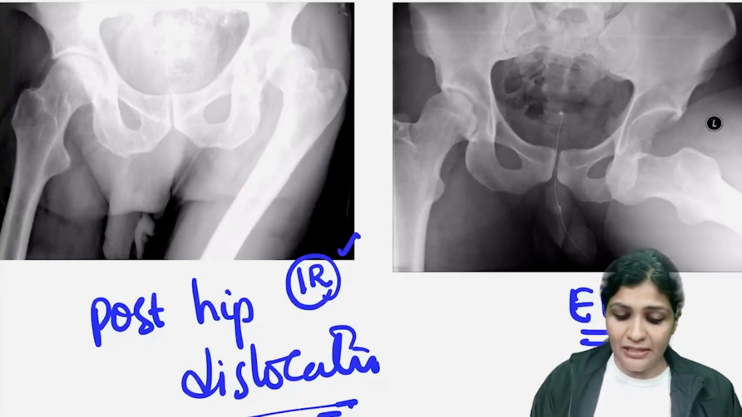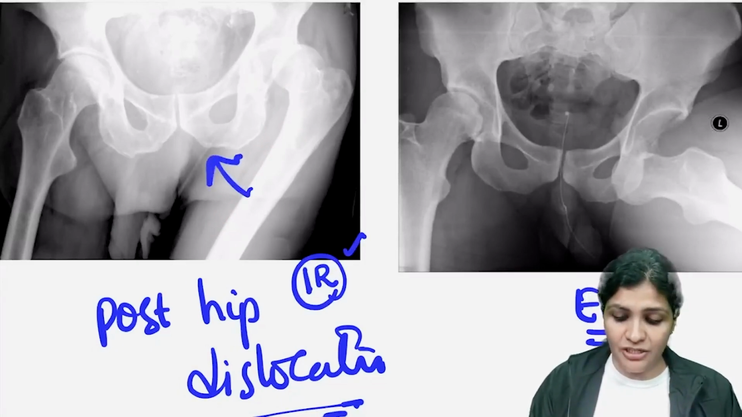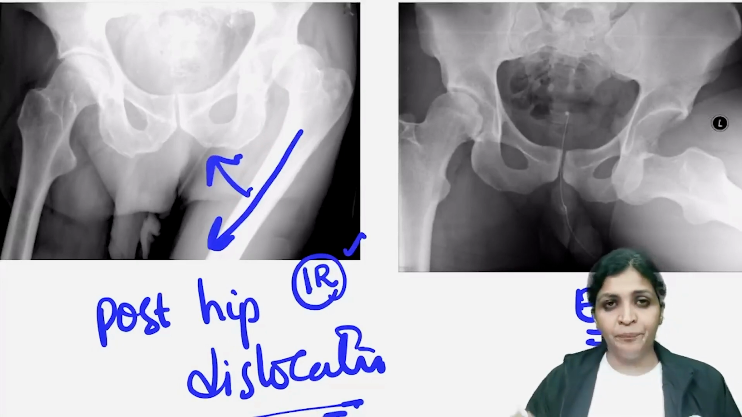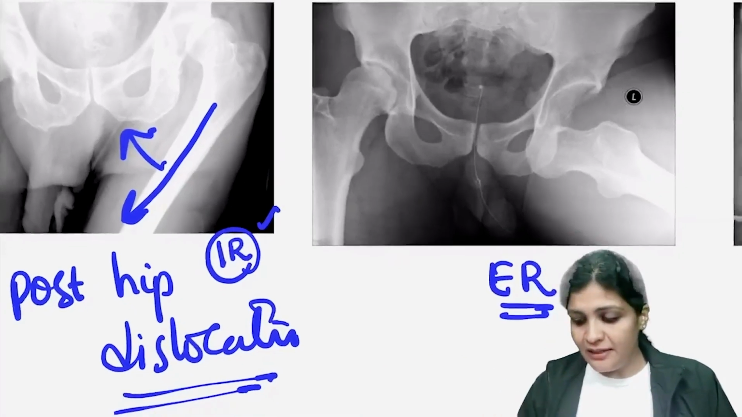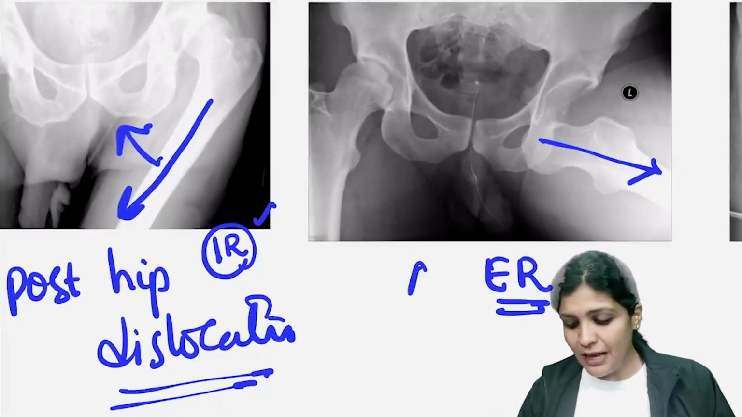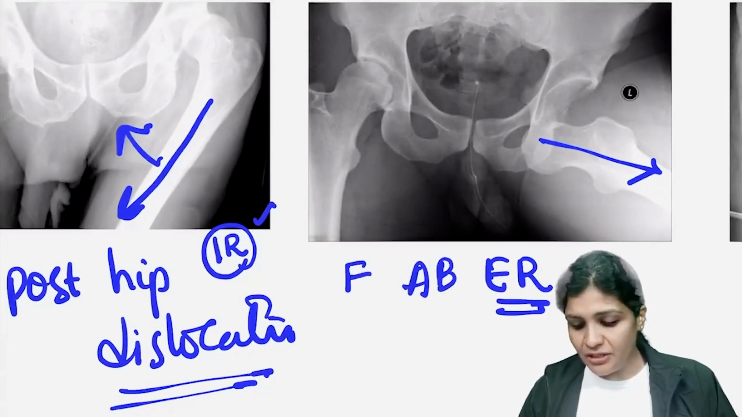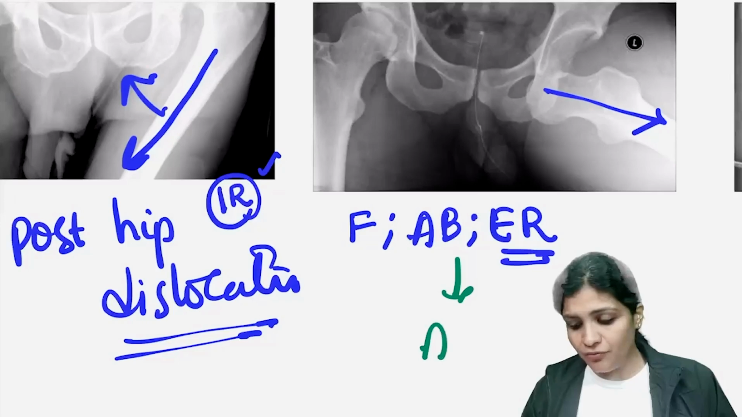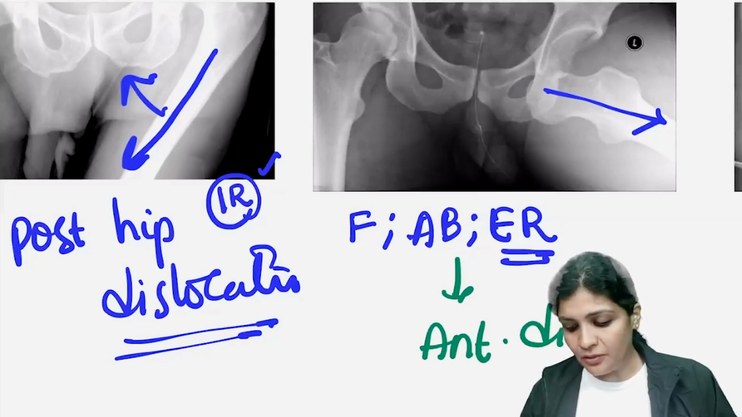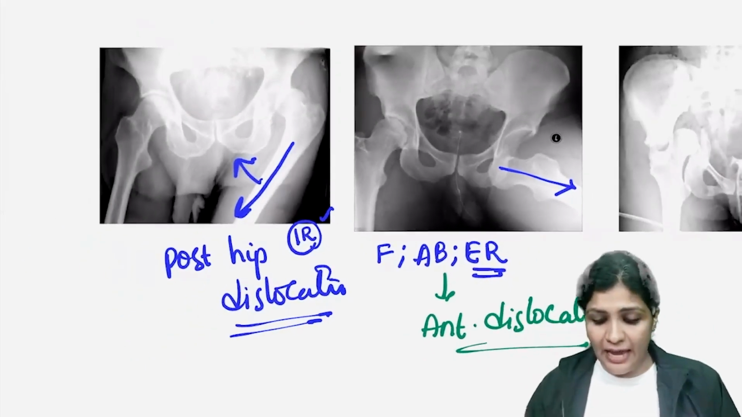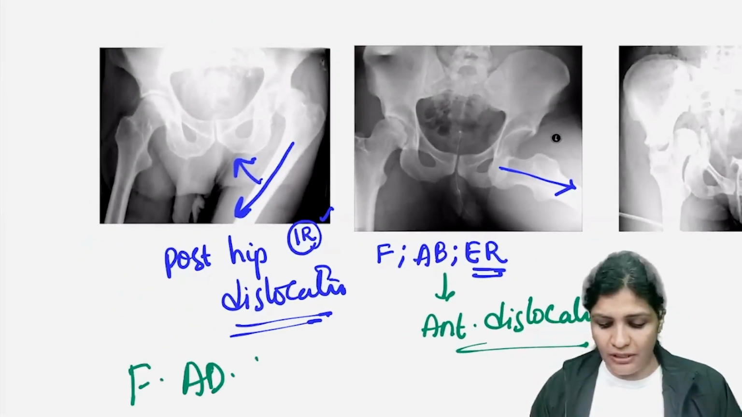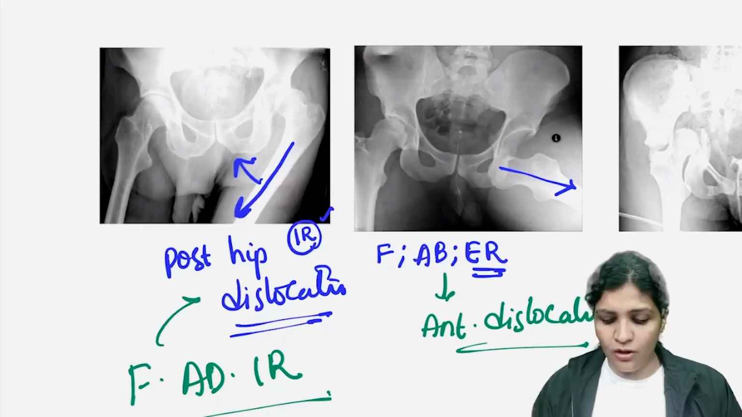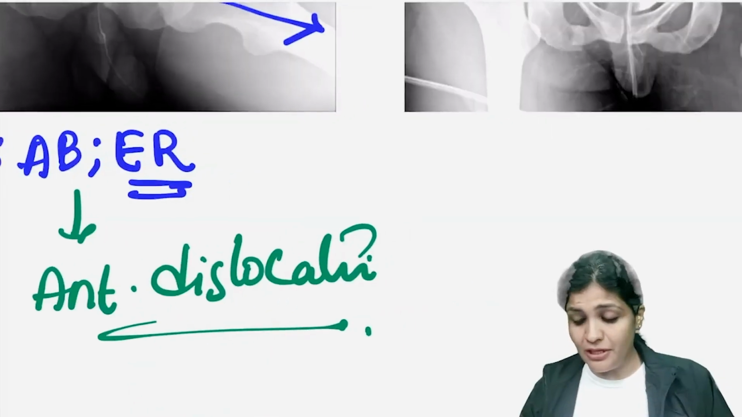So here you can see there is flexion and a slight amount of adduction. This movement towards the midline is adduction, and this, away from the midline, is abduction. Flexion, abduction, and external rotation is an indication of anterior dislocation, whereas flexion, adduction, and internal rotation is an indication of posterior dislocation.